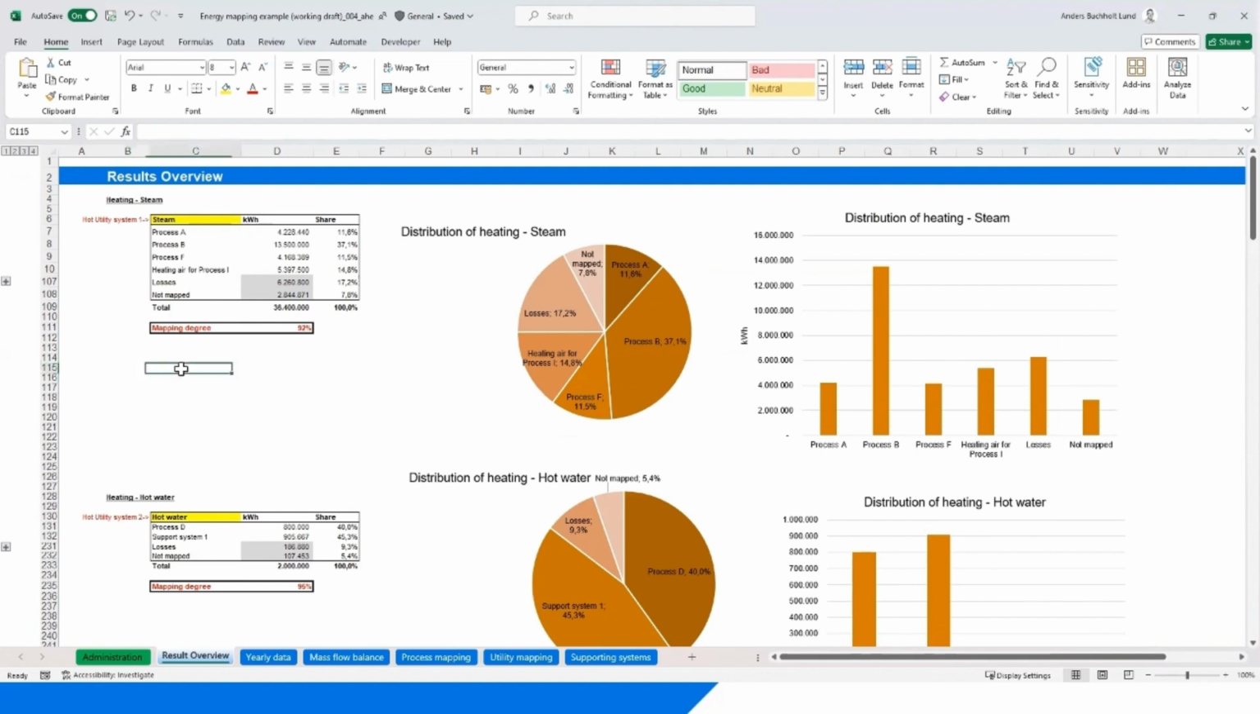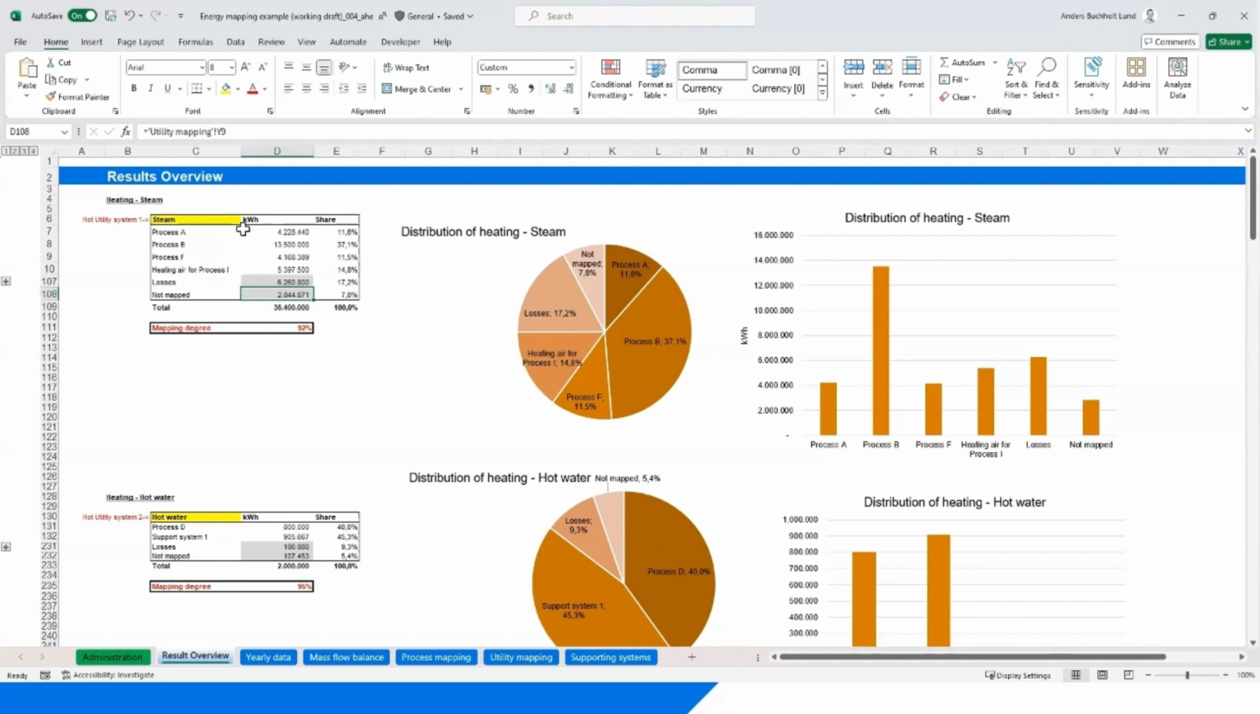So whatever systems they might have, and if it makes sense just to combine hot water and steam, if you have an overall heating display instead of separating. But generally, it gains more information if you try to separate it into as many different distribution systems as possible. But yes, here all the results from the other sheets are accumulated or end up.